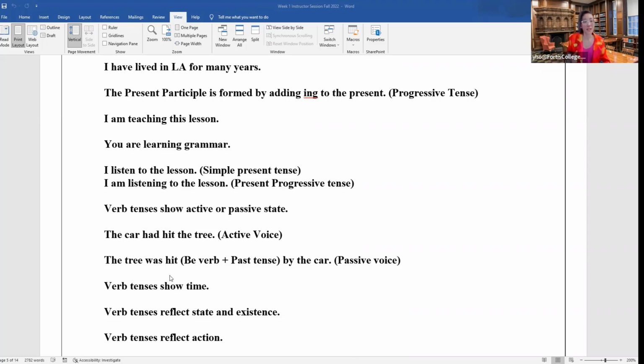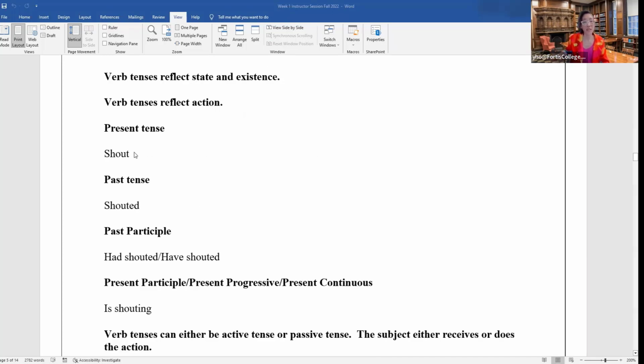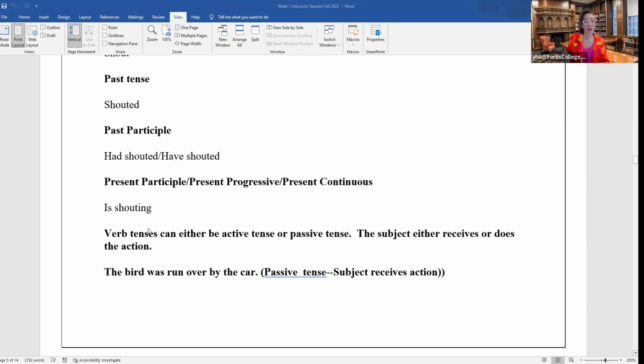So verb tenses show time, they reflect state and existence, and they reflect action. So verbs, okay? So here you have the present tense, I shout, he shouts. The past tense, he shouted, they shouted. The progressive tense, I am shouting. And verb tenses can either be active or passive voice. The subject either does the action or receives the action.